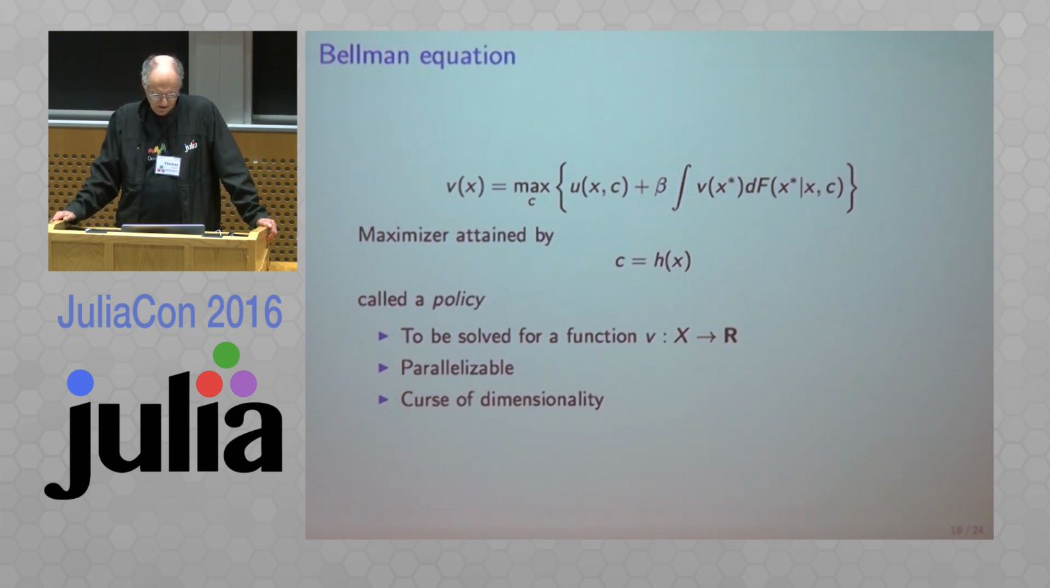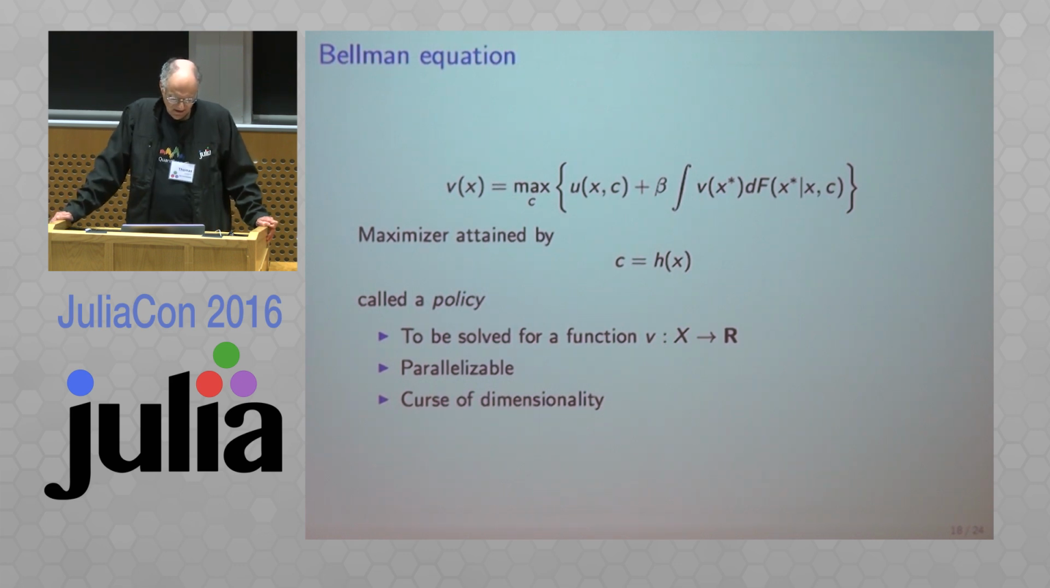Well, that's a functional equation. Okay, in general, it's easy to write that down. It's hard to solve it, especially if X has high dimension. That's where we need Julia. So that's a Bellman equation. It's called dynamic programming. That's the functional equation of dynamic programming. And then you've seen, I saw some yesterday, Hamilton-Jacobi-Bellman equations. They're continuous time versions of that.